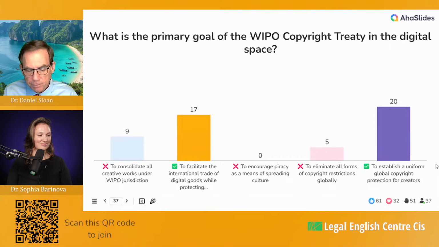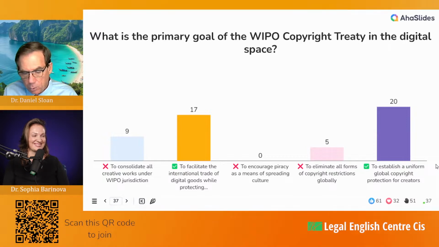Okay, two answers. To facilitate the international trade of digital goods while protecting intellectual property rights, or to establish a uniform global copyright protection for creators. Very good.